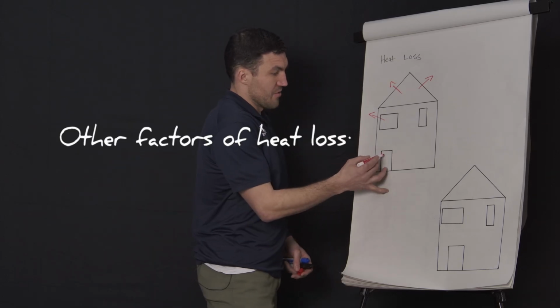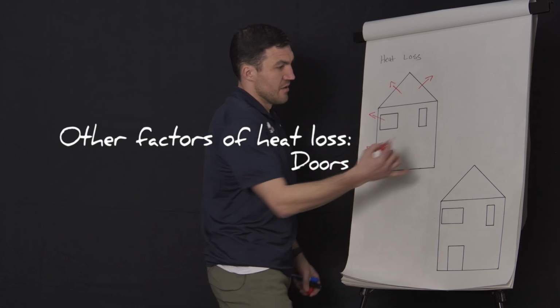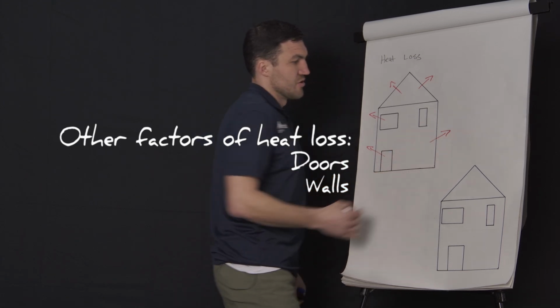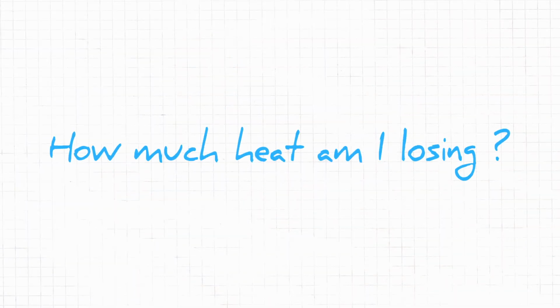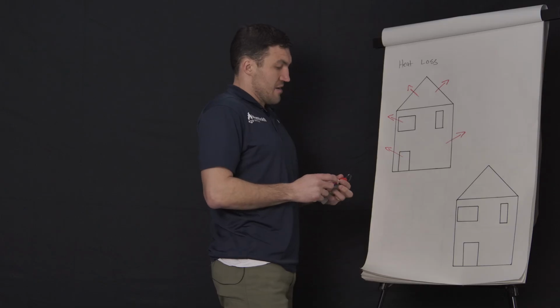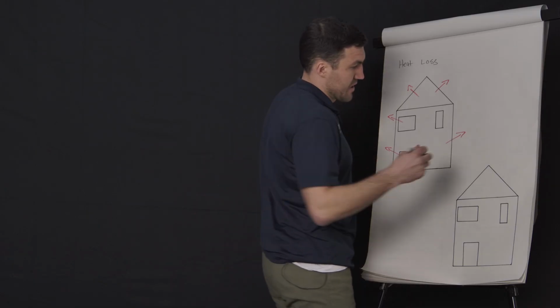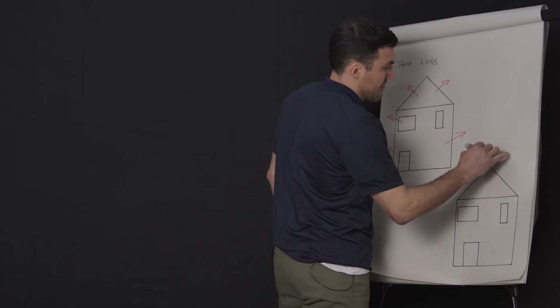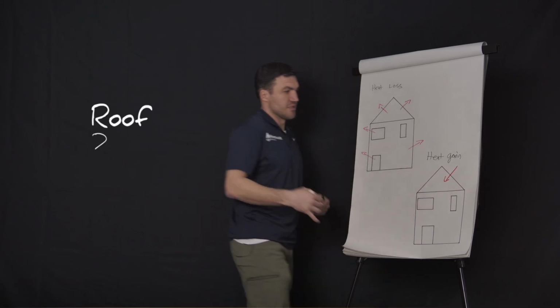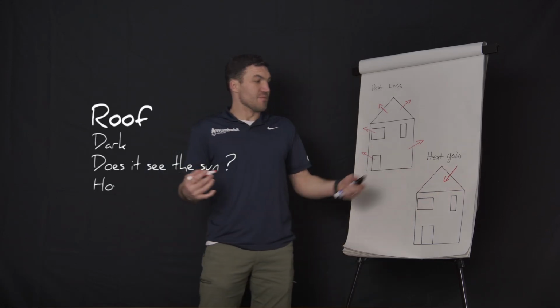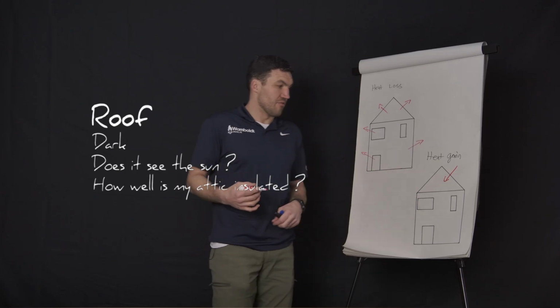We're also gonna lose heat through our doors and also our walls. So that comes up to insulation values. How well is my wall insulated? How much heat am I losing through it? When it comes to heat gain, that's when the solar really takes over. So we have heat gain, and we're gonna have to look at factors such as, is my roof dark? Does it see sun all the time? How well is my attic insulated? How much heat am I gaining through my roof?